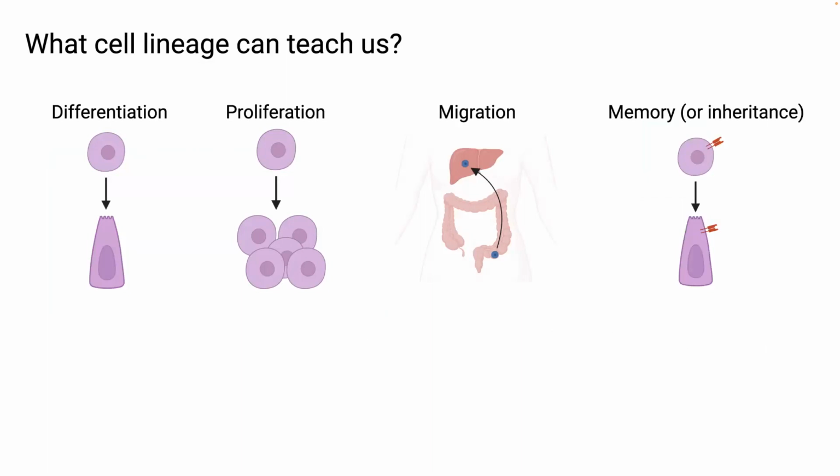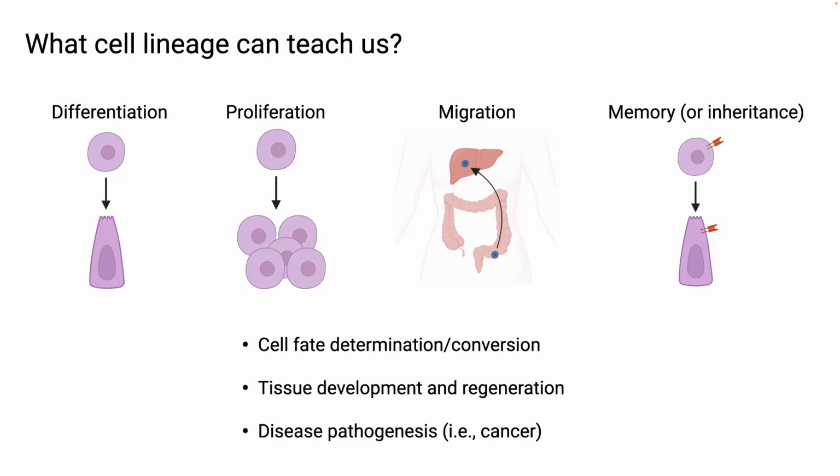I think that individual cells are all different, and each cell has its own molecular features. And this kind of molecular feature can propagate to its future generations, which I call inheritance or memory. So these are four building blocks of what we can learn from lineage tracing.